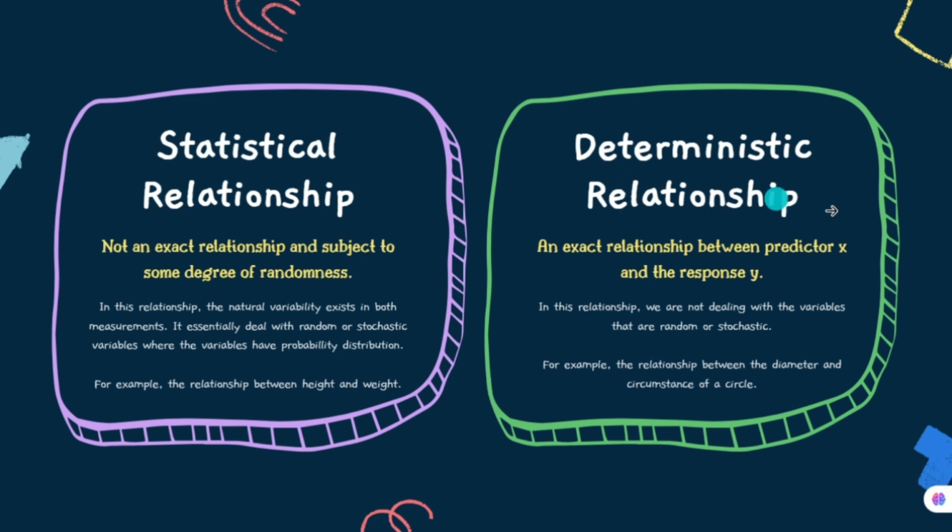Next, the deterministic relationship. It is an exact relationship between the predictor x and the response y. In this relationship, we are not dealing with variables that are random or stochastic. For example, the relationship between the diameter and circumference of a circle.